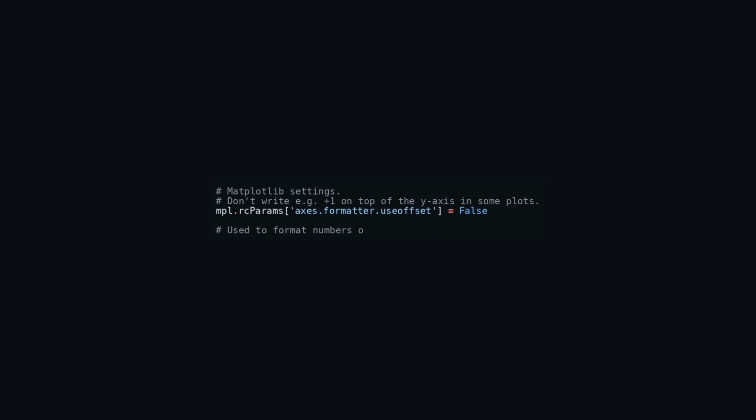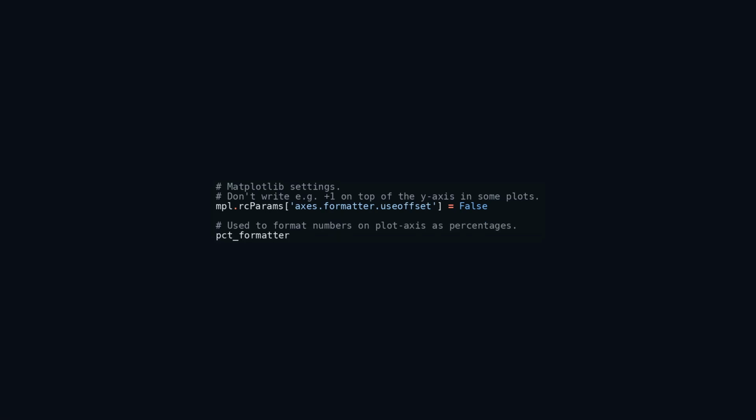This code snippet involves configuring settings in Matplotlib for plotting purposes. It disables the offset notation on the y-axis of plots by setting axis formatter useOffset to false, ensuring that large numbers won't display in scientific notation with an offset, e.g. 1e6. It also creates a couple of formatter functions to format numbers on plot axis.